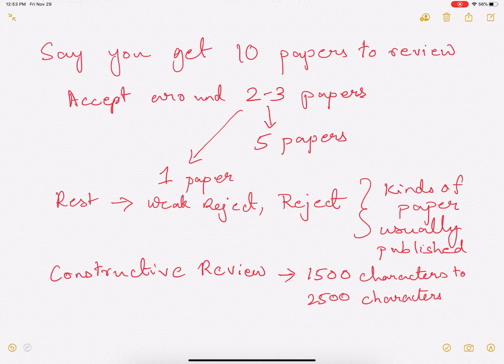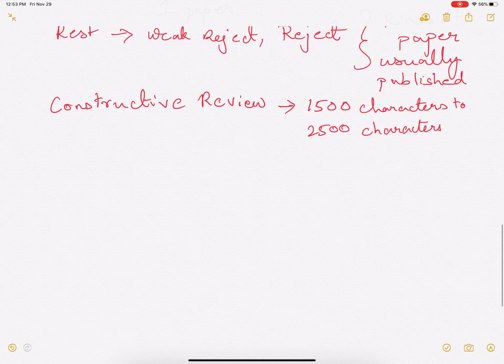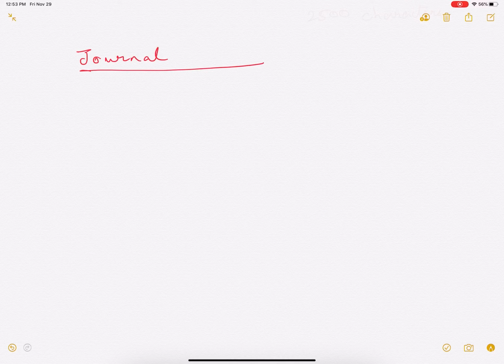Okay, so this is all about conferences. Now let's go to journals. For journals, the style is going to be similar. We'll first talk about the strengths, the weaknesses, the summary, and additional comments. But then your ratings will be accept, reject, major revision, or minor revision.